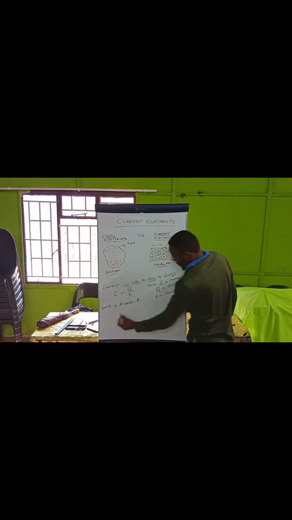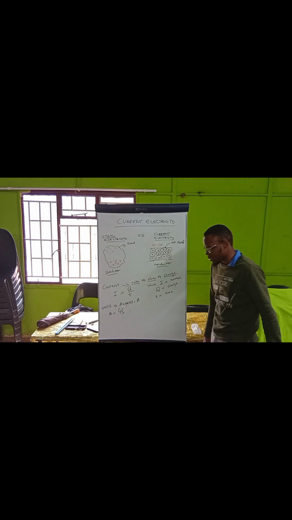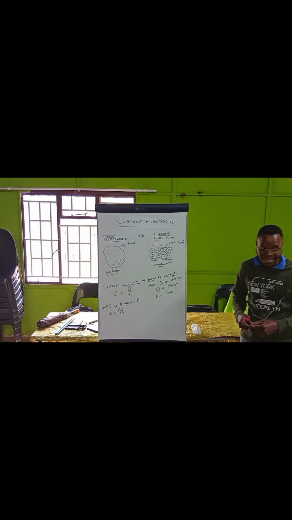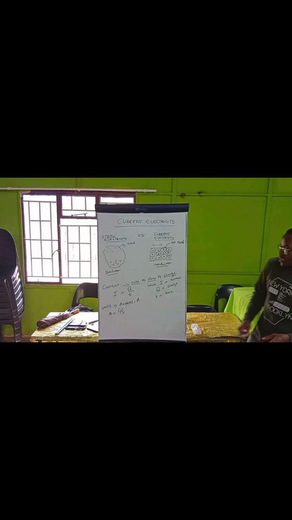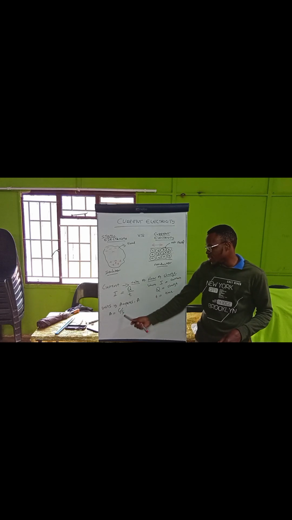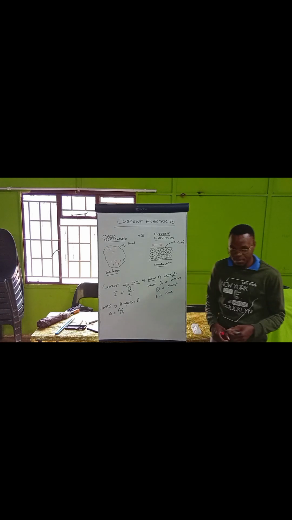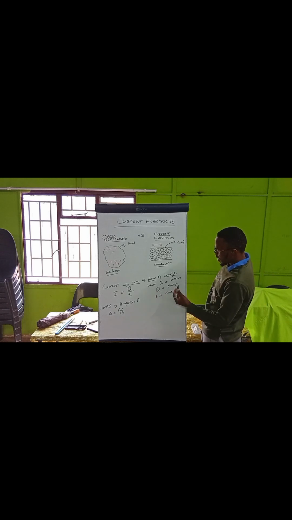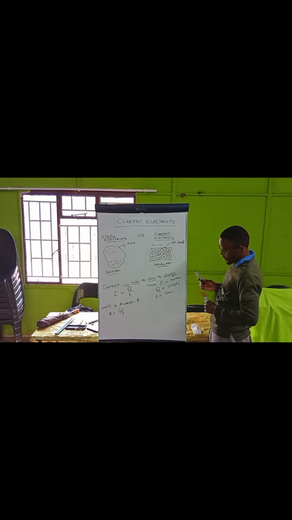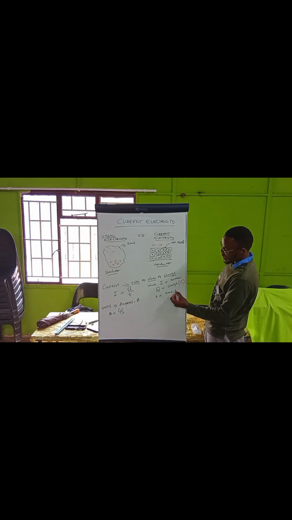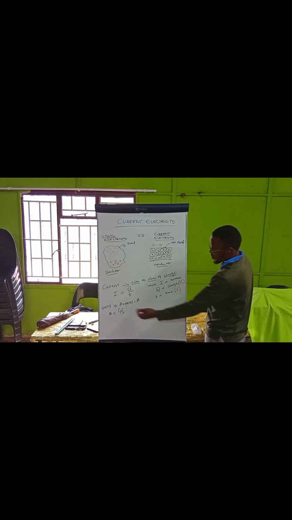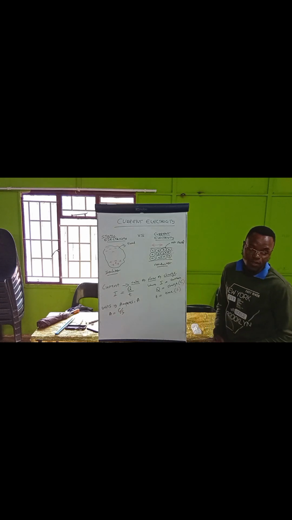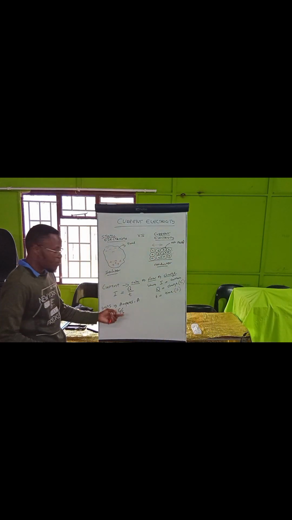You'll notice that, in fact, A is equivalent to capital letter C over S. C over S stands for coulomb per second. The reason amps are equivalent to coulombs per second is that the unit for charge is C, capital letter C, and the unit for time is S. So this gives us the unit for amps to be equivalent to coulomb per second.